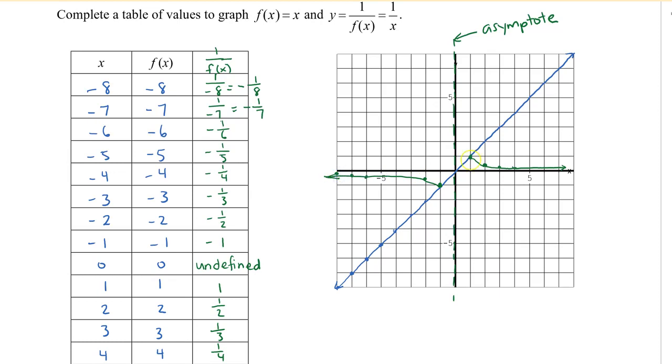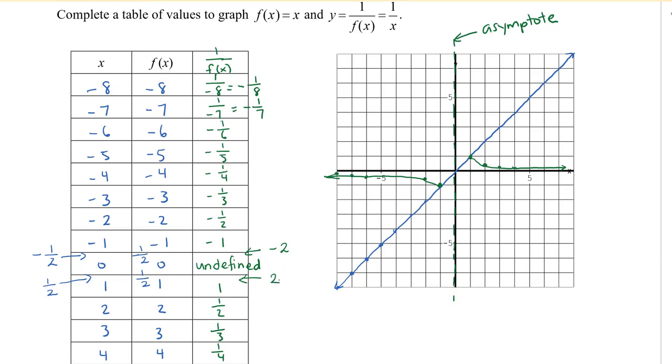Okay. Now, what happens in between here, between 0 and 1? So let's say we picked a number, which I didn't put into my table, but let's say I picked the number one half. So let's put in negative a half right here. My f of x value is also negative a half. But when I take the reciprocal of that, that's going to be negative 2. Okay, let's pick a number on the other side. So let's say I take a positive a half. Then my f of x value will be a positive a half. But my reciprocal will then be 2.